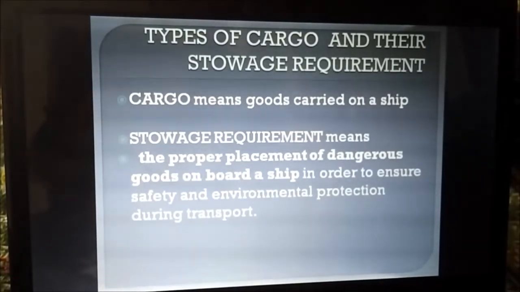Everyone knows that cargo is what carries goods and all that, so let's understand what it means. What does cargo mean? Cargo is goods carried on a ship. If we carry goods on a ship, then that is cargo. Other than that, we have the storage requirement. What is their storage requirement?